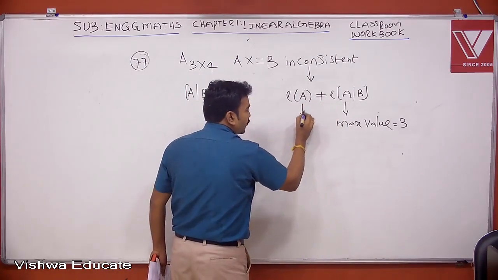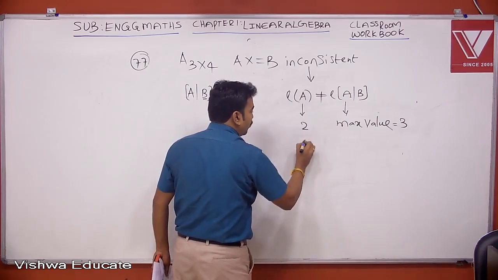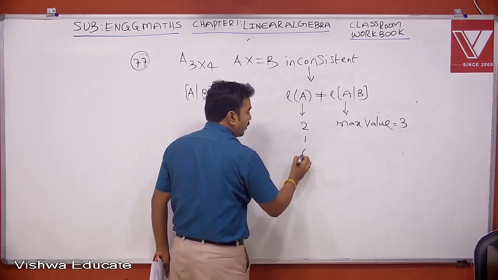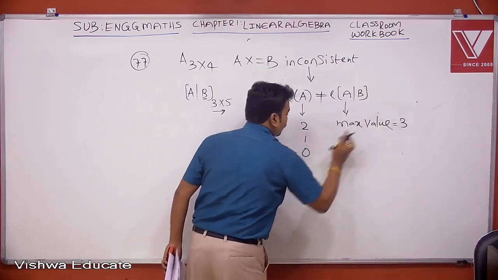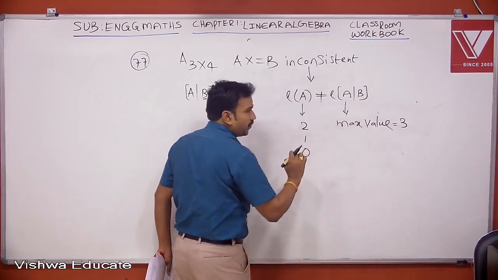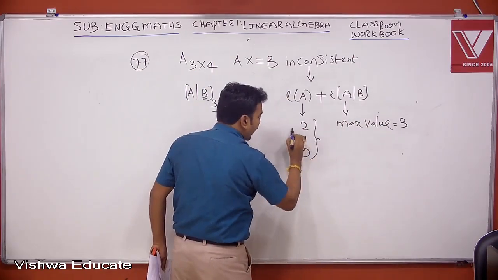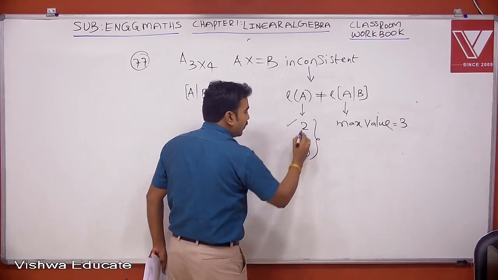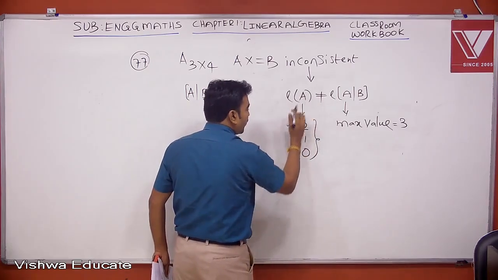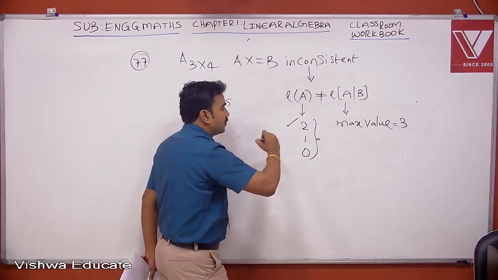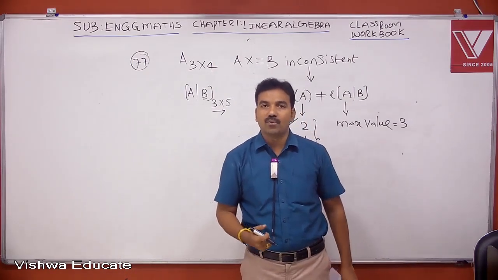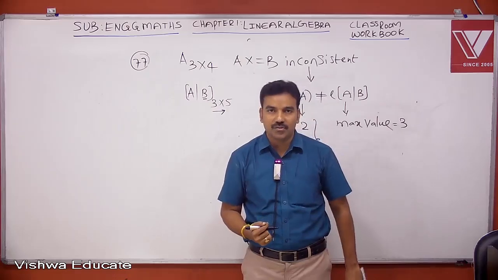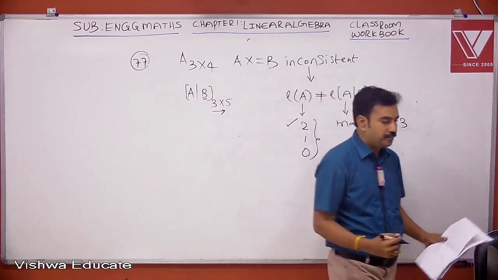Therefore, the possible values of rank of A are 2, 1 or 0, because 2 is not equal to 3, 1 is not equal to 3, and 0 is not equal to 3. Among these three, the highest possible value is 2. Therefore, the highest possible rank of A is 2. It's just a simple condition that rank of A is not equal to rank of the augmented matrix. Note this.